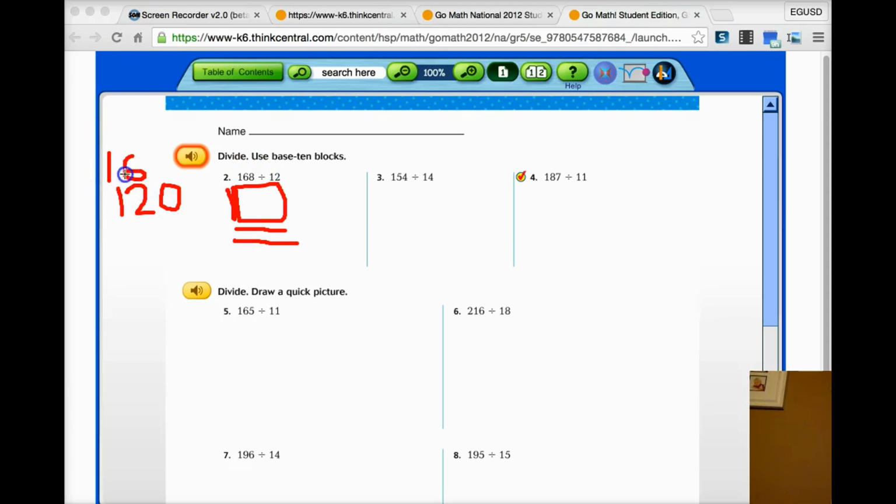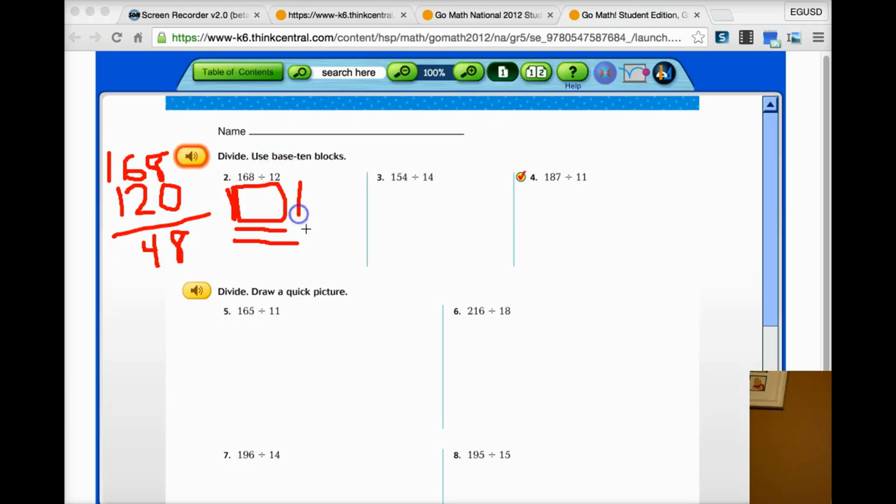So how much left over do I have in my other partial quotient? Okay, so I have 168. 8 minus 0 is going to be 8. 6 minus 2 is going to be 4. So I need to make 48 more. So let's see how many more I can make. And again, I've got to make them in groups of 12.